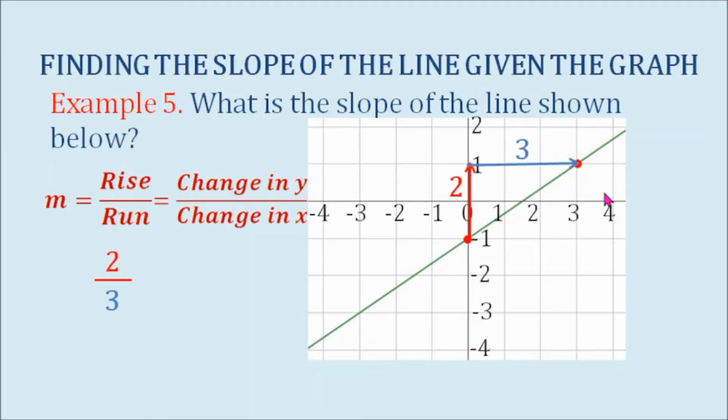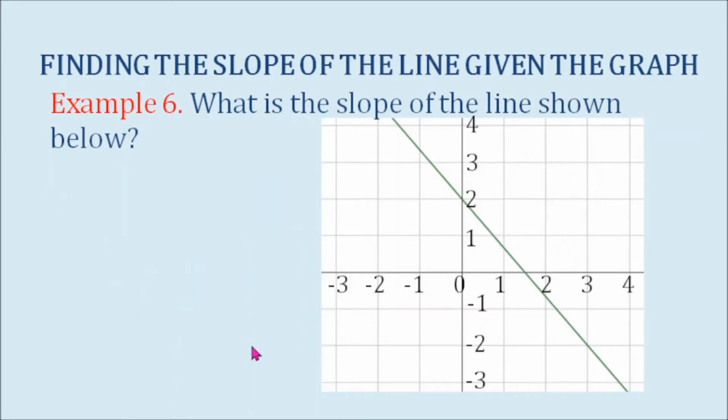How about if we will start from this point here? So if we start from here, the change in y is negative 2. Then over change in x is from here to here, that's negative 3. So negative 2 over negative 3 is still 2 over 3. So our slope here is 2 over 3.